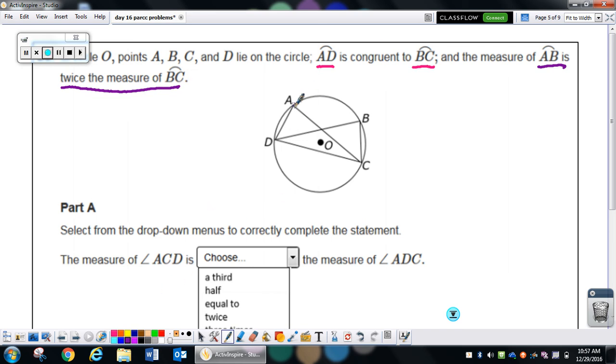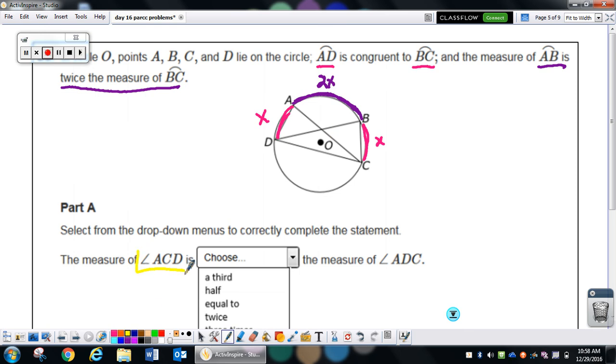So I'm going to color code. That is the one that's twice the measure of BC. And then we have arc AD, which is congruent to arc BC. So I'm going to call arc AD and arc BC x, because we don't know them. And then we now know that arc AB is 2 times x because it's twice the measure of that arc. Alright, so part A, you're looking at the measure of ACD, so I would first find ACD.